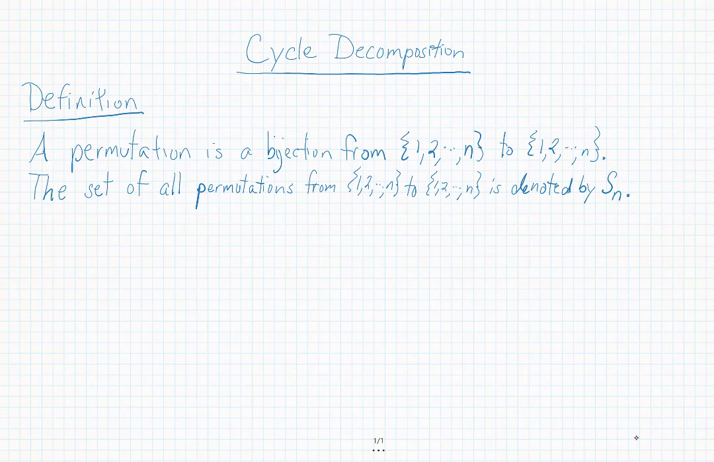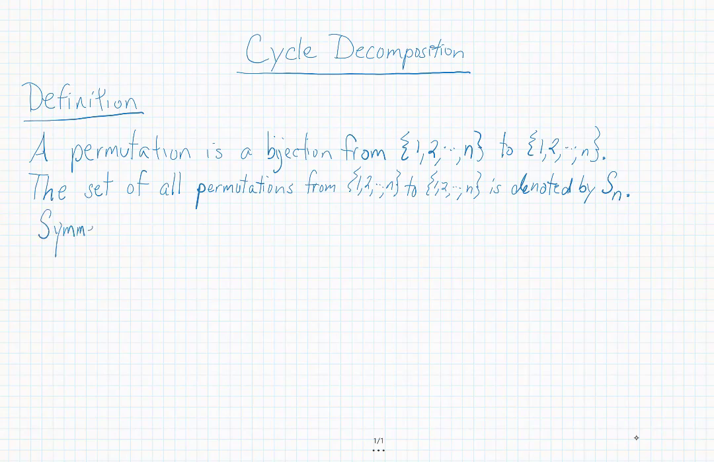Hi folks, today we're going to be talking about what it means to be a cycle decomposition in S sub n. Just a little refresher: a permutation is just a bijection from the set of elements 1 to n to another set of elements 1 to n. It actually doesn't have to be 1 to n, but if you have n symbols, that's the simplest format for us. And we're going to denote the set of all permutations from 1 to n to 1 to n by S sub n, which is given a notation called a symmetric group.